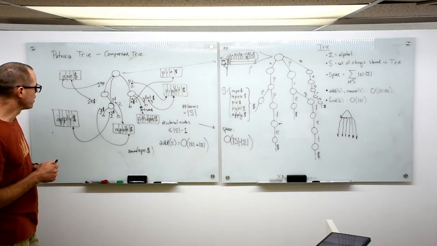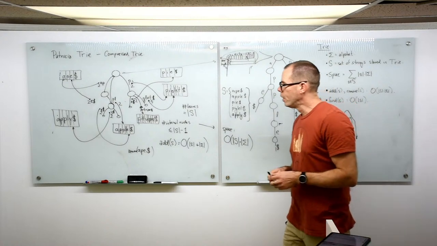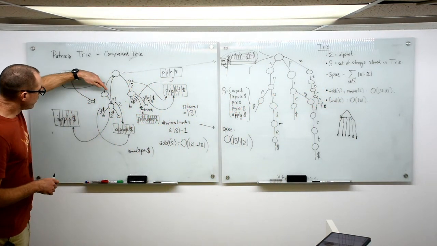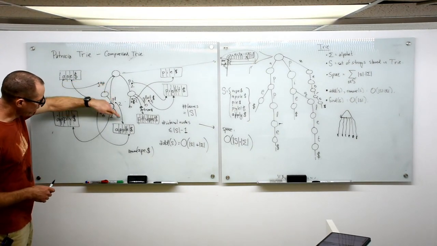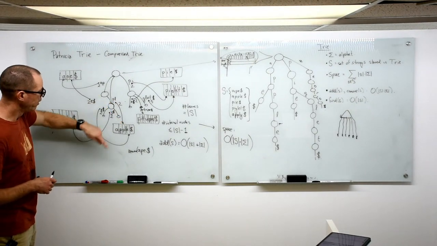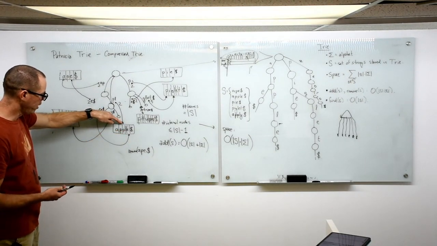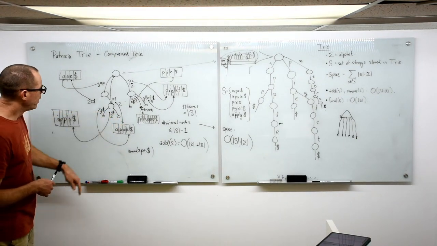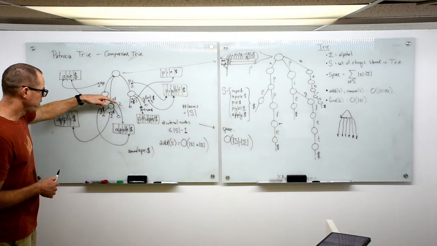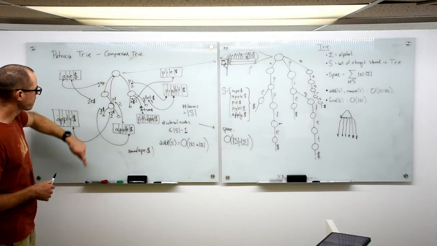Well, here's where something cool happens. And this is the reason I said you want to keep around all of the strings that you have inserted. Because this thing here, the label on the edge right now, comes from the word apple, right? It comes from this word apple, which is still in our set. And what do I know about the word apple? I actually know that it starts with AP. And because the rest of the label comes from here, after AP comes PL.